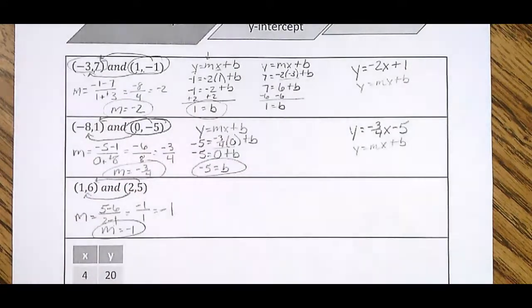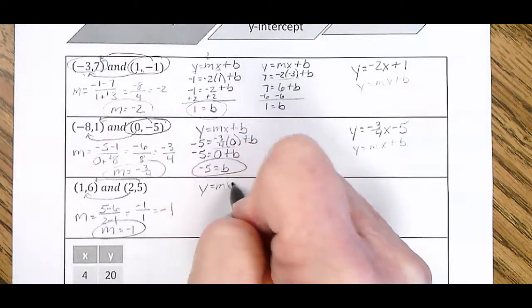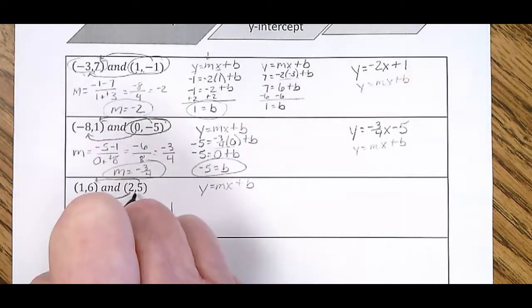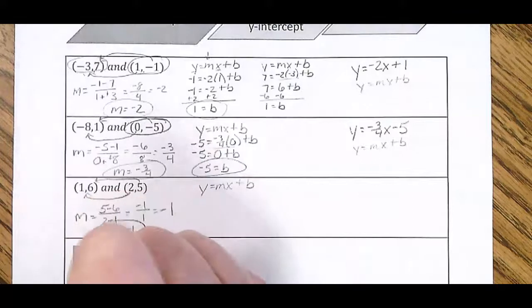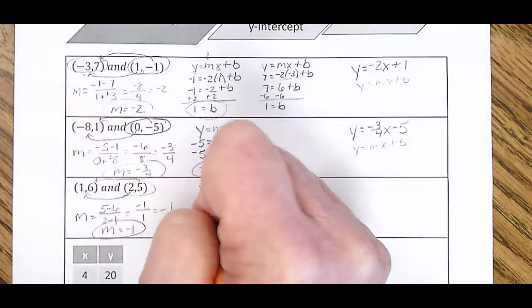Now I need to go find my b. I've got my slope. For the y-intercept form, I need both an m and a b, and I've got an m. Now let's go find the b. So again, still using the formula to help us out. I have 2 points right here. I have 1/6 and I have 2/5. Does it matter which one? No. They both look like they'll be okay. I'm just going to pick the 2/5.